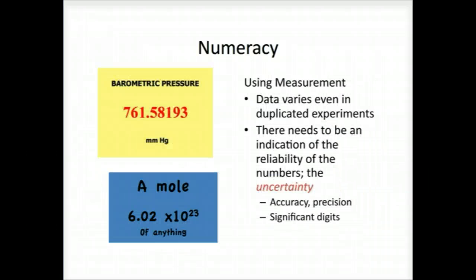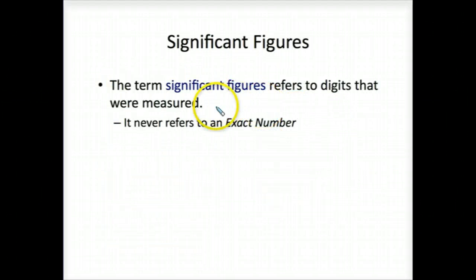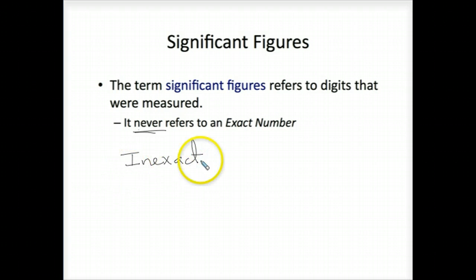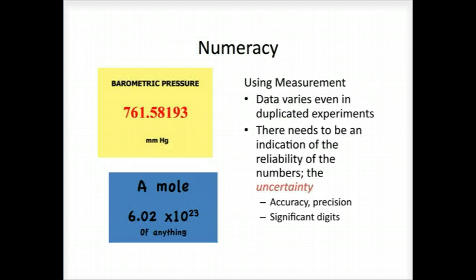Now, the main thing to remember is when we talk significant digits, we are typically referring to measurement. By definition, it never refers to an exact number. That means by definition, what we're referring to is an inexact number. So if we're referring to an inexact number, remember your definitions, that's a measurement. Okay? So when we talk about using measurement, we need to know why we care whether something is reliable or accurate or anything like that.